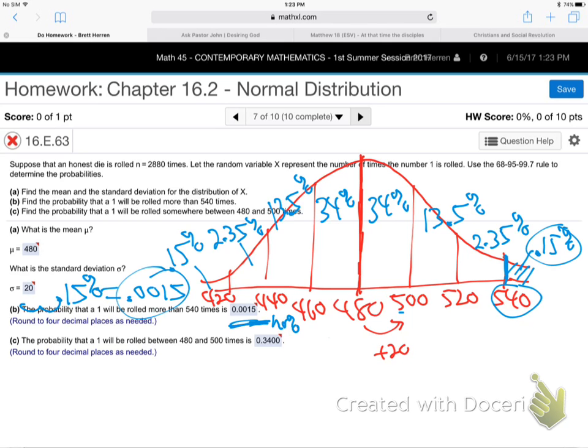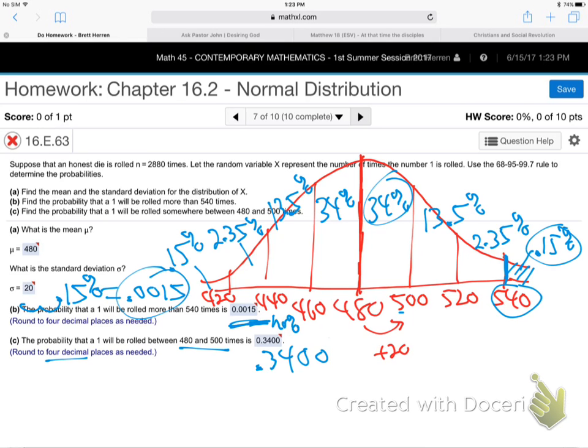Same thing here. Between 480 and 500, that's 34%, which is 0.34. Oh, they want it 4 places. That's kind of dumb, huh? So you got to put in 2 zeros. That's kind of dumb. So there we go. Is that good on that?